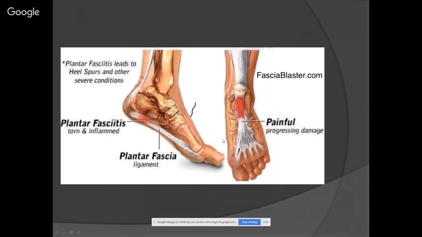This image shows some overuse and painful inflammation responses to the plantar fascia. Plantar fasciitis can lead to heel spurs, I'll show you some images of that in a moment. The tissue can also tear. As the inflammation continues, the pain and progressive damage can spread further down the foot. Some of this inflammation you'll feel mid-foot, some of it's closer to the heel, depending how far that inflammation is spread and how acute it is. This is a ligament of connective tissue.